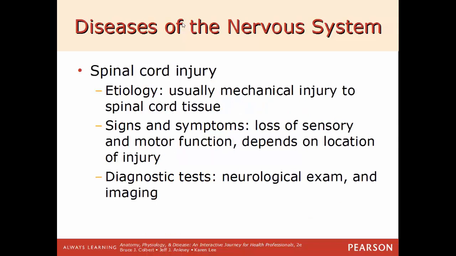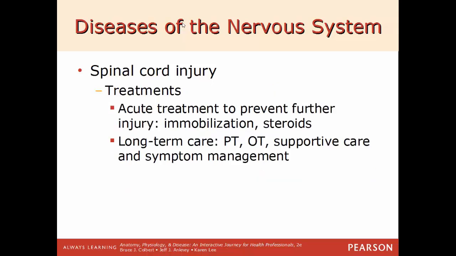Spinal cord injuries, etiology, usually a mechanical injury to the spinal cord tissue. Signs and symptoms: the loss of sensory and motor function. Of course, it will depend on the location of the injury. Diagnostic test: neurological exams and imaging. Treatments: for an acute treatment, you want to prevent any further injury, so that would include steroids or immobilization. For long-term care: physical and occupational therapies, supportive care, and then symptom management.